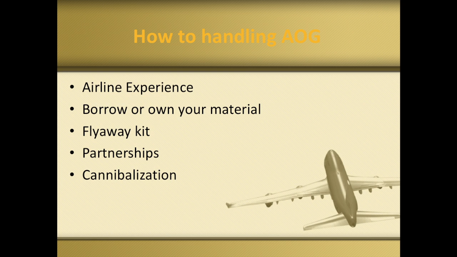The fifth one is cannibalization. Cannibalization, or robbing a unit from an aircraft grounded for maintenance, is another option. This helps get an AOG aircraft back in the air and the material can be sourced from the routine maintenance aircraft.